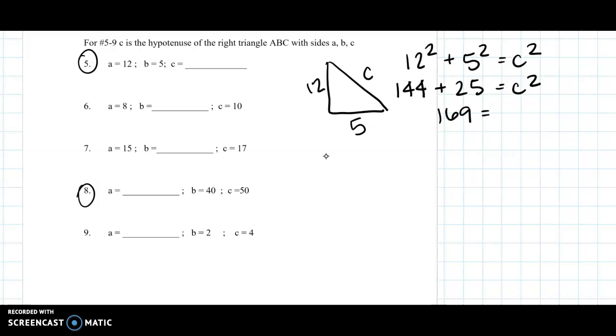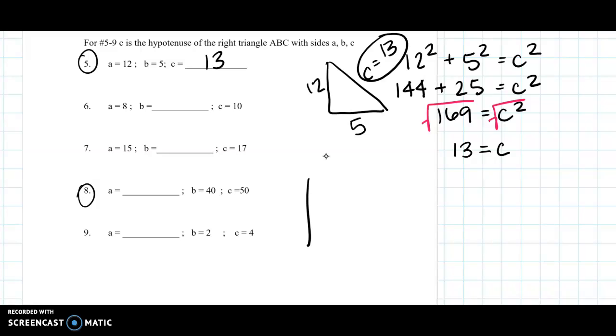And we can take the square root of both sides. 169 is a perfect square. 13 times 13 is 169. So C is equal to 13 exactly.